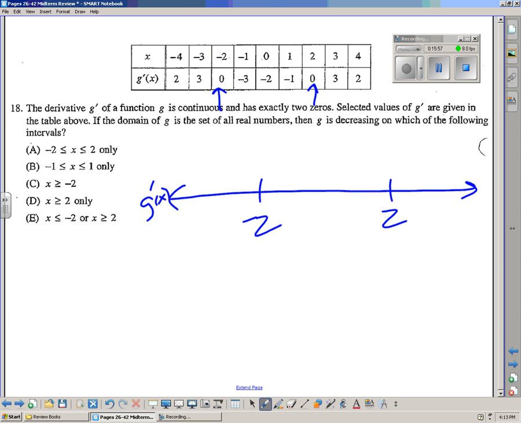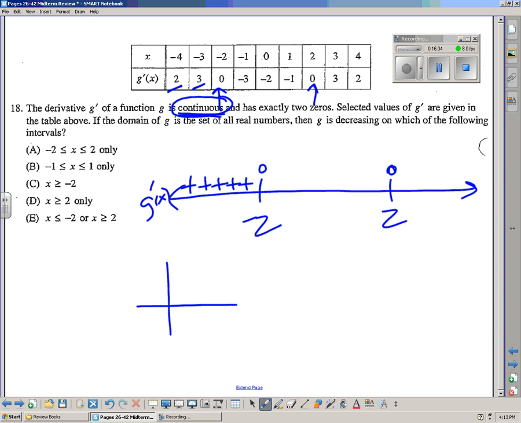At -2 and 2, we know the derivative, I'll put a little 0 up here, is 0. And what that means is, since the derivative is continuous, if you think about a continuous function that has 2 zeros, that function has to be positive or negative on the intervals that the zeros break the number line up into. So at -4, the derivative is 2, at -3, the derivative is 3. That means the derivative has to be positive here along the entire interval. Again, this is because the function's continuous. If it wasn't continuous, you could jump.